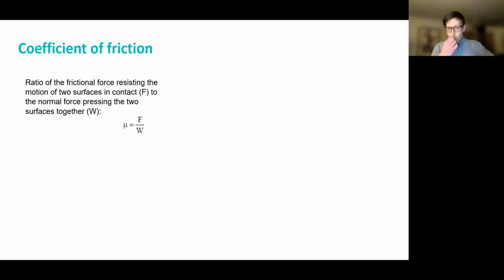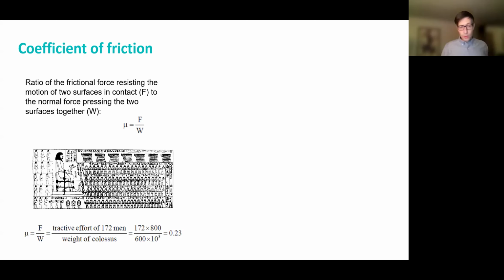So Monday lecture needs to have at least one equation, but it will be a very simple one. It's a coefficient of friction that maybe you heard about in the past. Simply, this is the ratio of the frictional force, which is resisting the motion of the two surfaces in contact, so it's a force parallel to your sliding plane, to the normal force. So basically, the applied force, it might be weight.